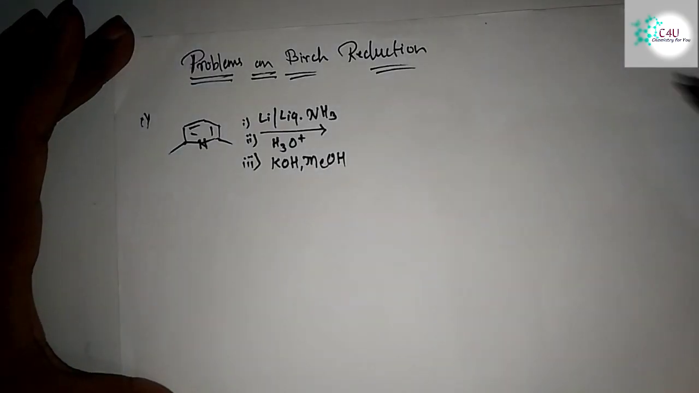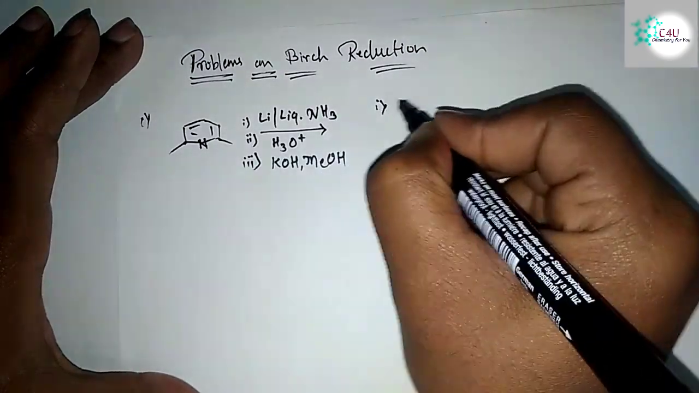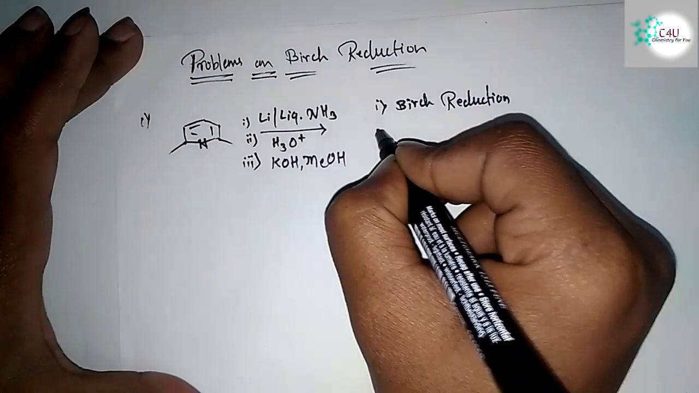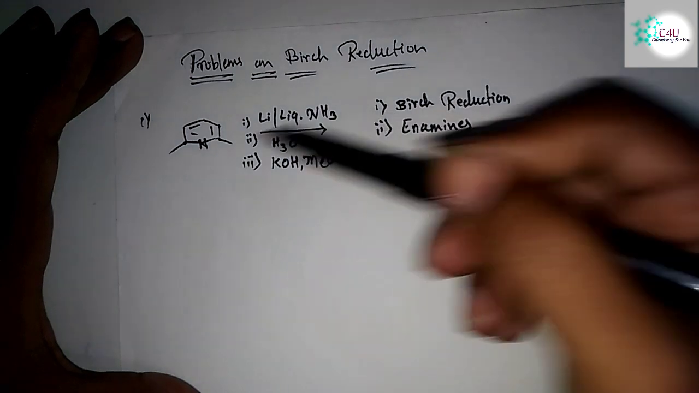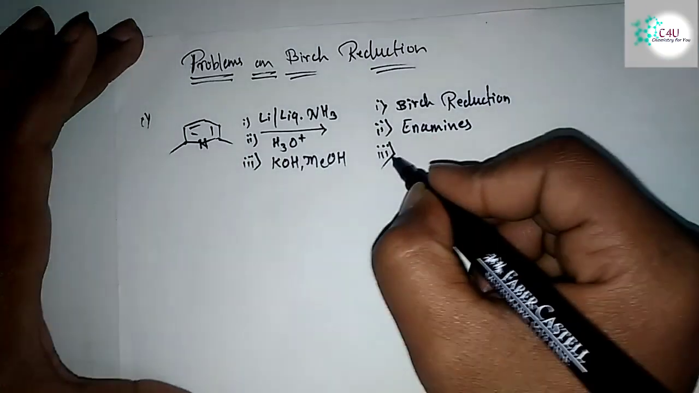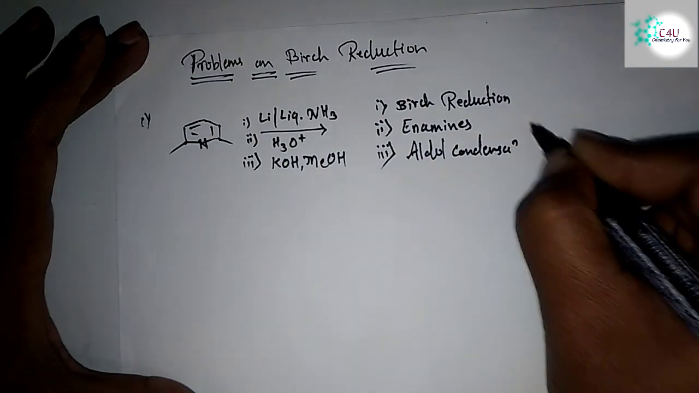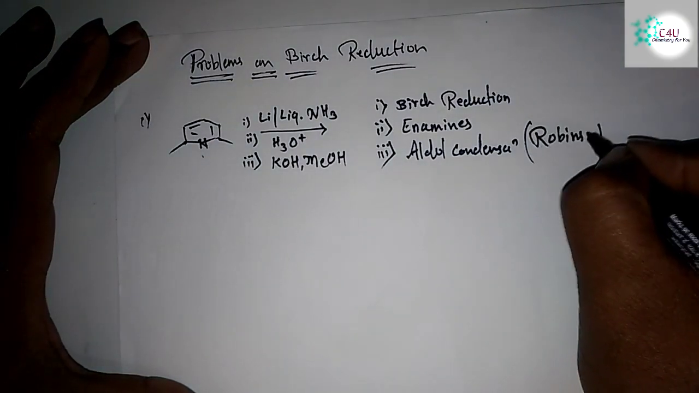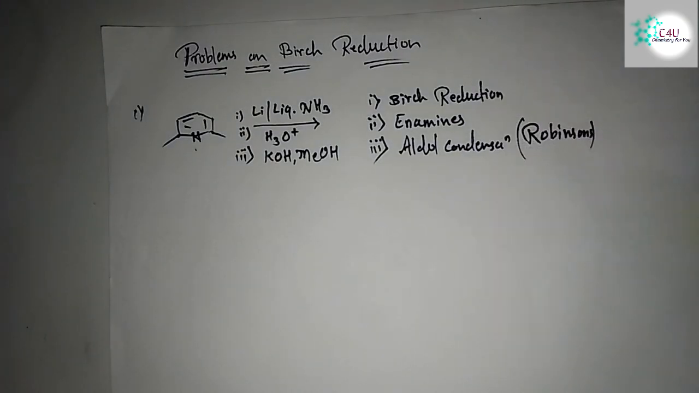So here is our problem. To solve this problem, you need to know three basic things. The first is Birch reduction, which is our key topic of today's video. The second one is the reactions of enamines, because after Birch reduction the enamine is going to form in this case. And the third one is very important, which is aldol condensation. And at the very first I'll tell you that in this problem a special kind of reaction is going to take place, which is known as the Robinson annulation. So in the same problem we are going to see three reactions.